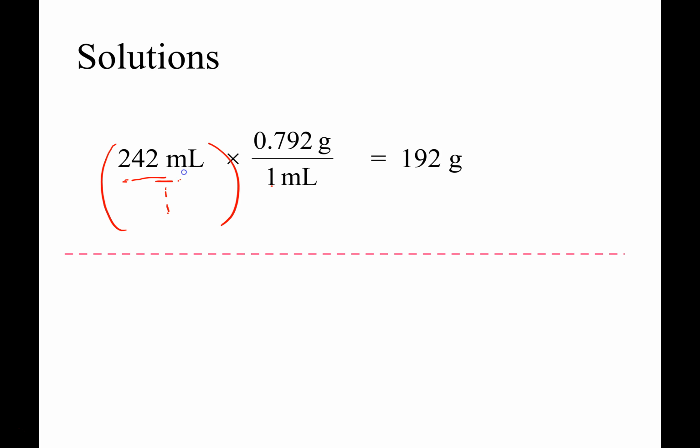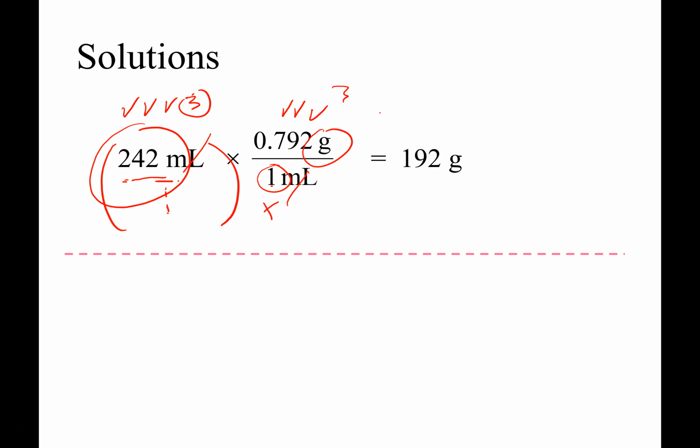So milliliters cancel, and we're left with units of grams. I've gone ahead and shown this. We have to round it according to 3 significant figures. Is there uncertainty in the 242? There is uncertainty, because it's approximately 242 milliliters. We got 3 sig figs there, and I already told you there's uncertainty in this density, 0.792. And is there uncertainty in this one? No, that's by definition. So that's how we got our 3 sig figs.